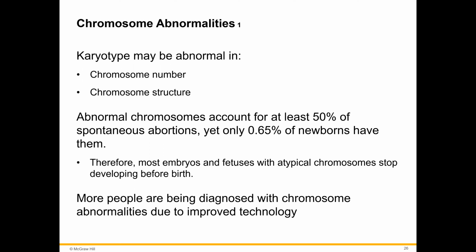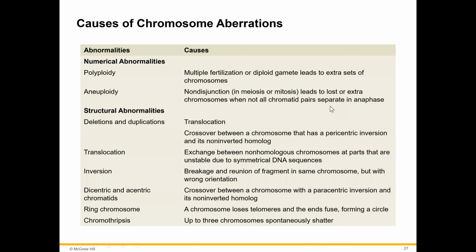Abnormal chromosomes account for at least 50% of spontaneous abortions, yet only 0.65% of newborns have them. Therefore, most embryos and fetuses with atypical chromosomes stop developing before birth. Many people are being diagnosed with chromosome abnormalities due to improved technology.